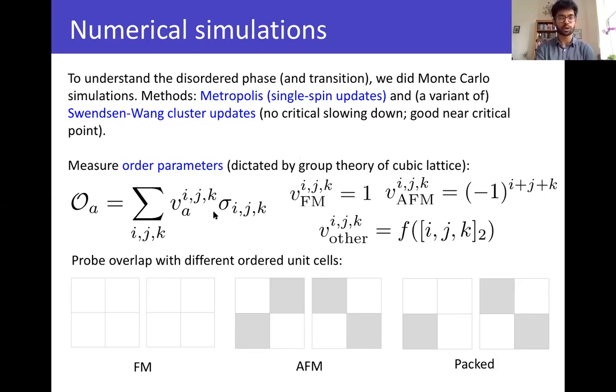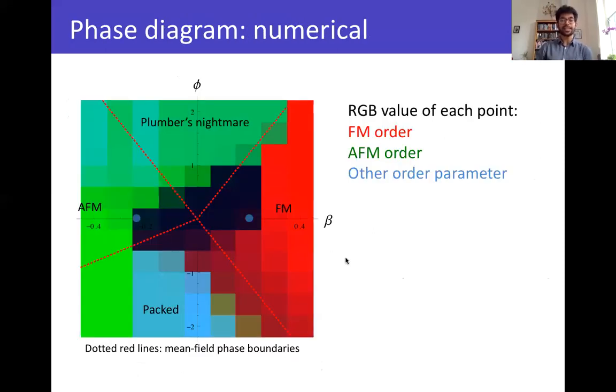And you have to figure out order parameters that tell you about these different orders. It turns out that the order parameters you use are dictated by the group theory of the cubic lattice. You can figure out what's happening there. What you find is that you need a bunch of different order parameters. For example, you have one order parameter for ferromagnetic order, a different one for anti-ferromagnetic order, a different one still for the sort of packed phase. And you can measure all these order parameters in your simulations. And the phase diagram that you get is this, okay? So here is the actual phase diagram coming out from the simulations.